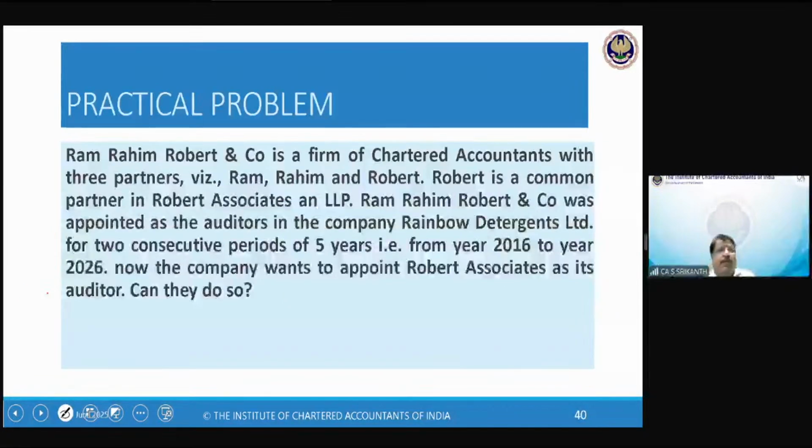Okay, so here's the case. Ram, Rahim, Robert and Co. is a firm of chartered accountants with three partners, Ram, Rahim, and Robert. Robert is a common partner in Robert Associates LLP. Now Ram, Rahim, Robert and Company was appointed as auditors of the company Rainbow Detergents for two consecutive periods of 5 years, 2016 to 26. Now the company wants to appoint Robert as its auditor. Can they do so?